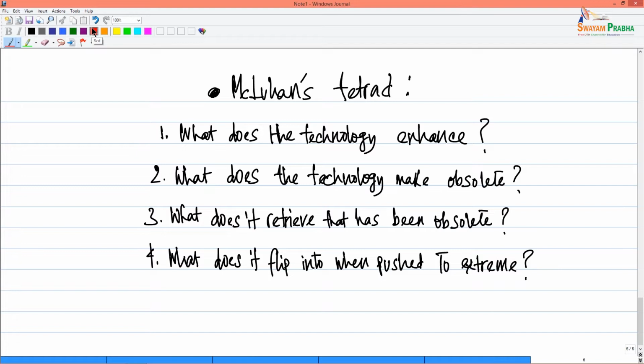Enhancement, obsolescence, retrieval, and flip into. So, taking cues from McLuhan here, we are going to ask these four sets of questions in the context of the new media and certain technological artifacts that the new media has furnished.